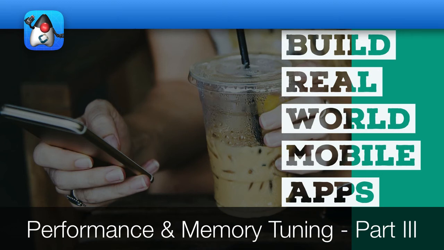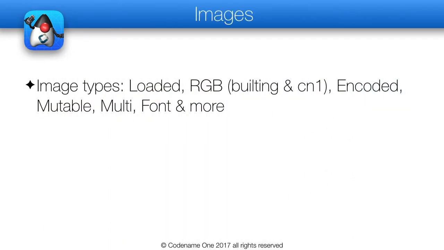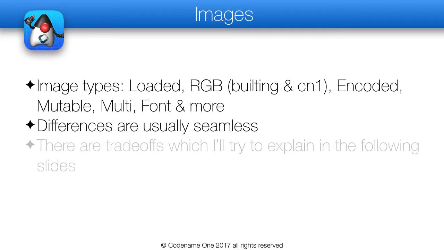In this section, we'll discuss the various types of images in Codename One and their impact on performance. Codename One has a few image types: loaded image, RGB image, built-in RGB Codename One, mutable image, encoded image, multi-image, font image, and more. There are a few others, but I won't go into every nuance. All image types are mostly seamless to use and will just work with DrawImage and various image-related APIs for the most part, with caveats on performance.